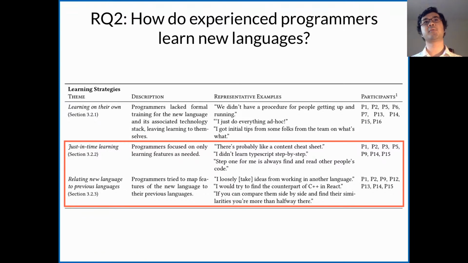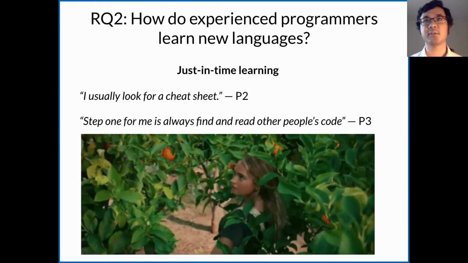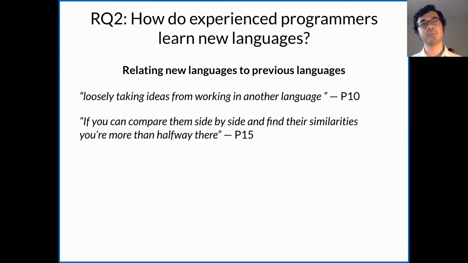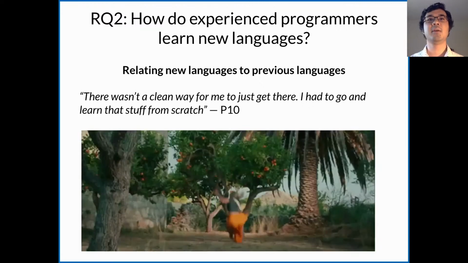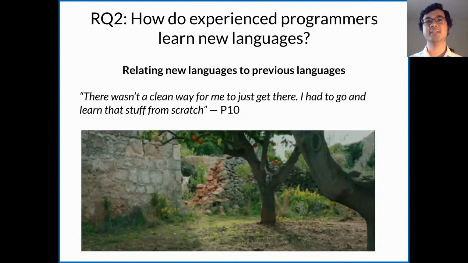So here's the result for RQ2, but I'm only going to cover 2 of these learning strategies. The first one: we noticed participants were using an opportunistic learning strategy, foraging for quick, accessible resources like cheat sheets and tutorials instead of traditional things like books. We also noticed that participants tried to relate new languages back to the previous languages they were familiar with. P10 says they loosely take ideas from working in another language, and P15 says it takes them more than halfway there. But as you can imagine, when you start doing this comparison, you run into issues. And almost in anticipation of this, some participants started with a clean slate.